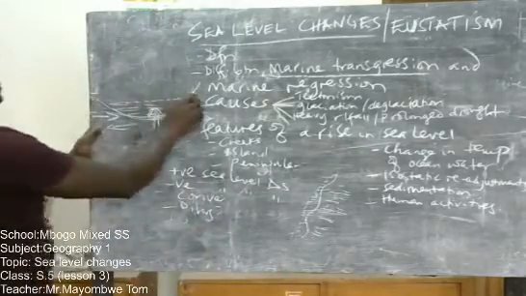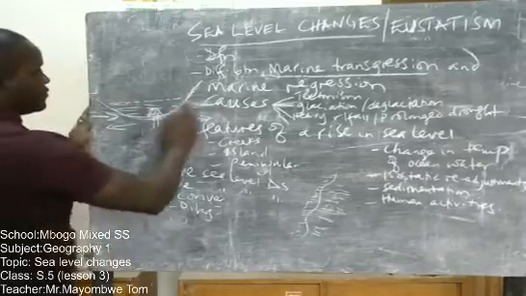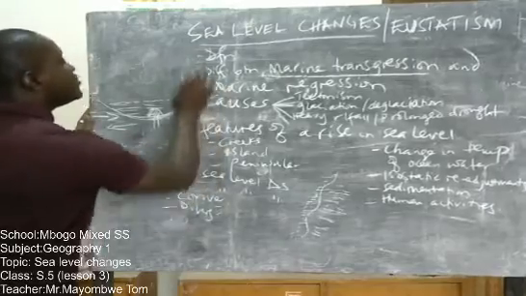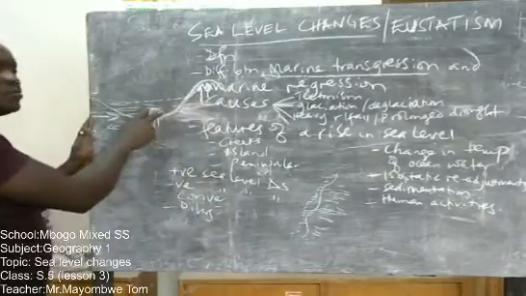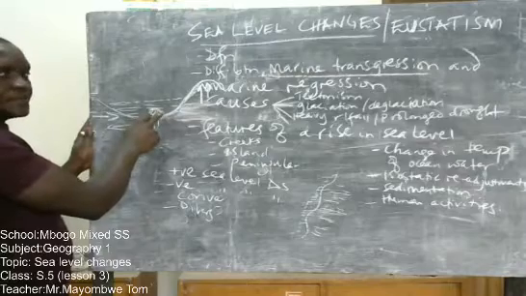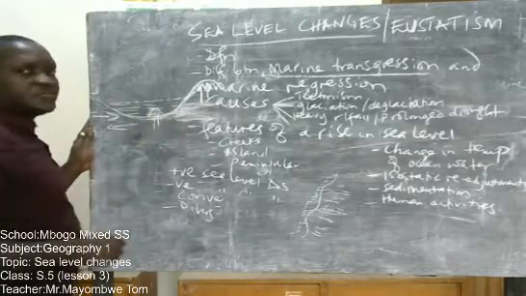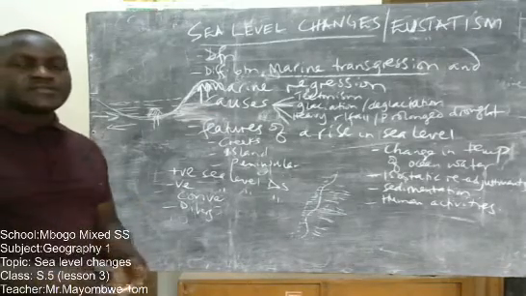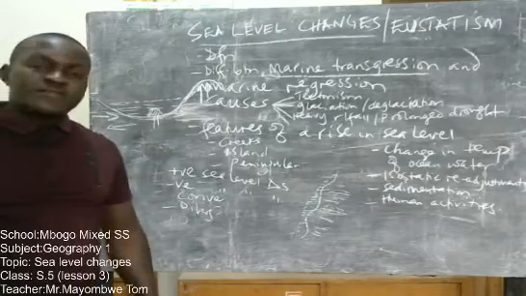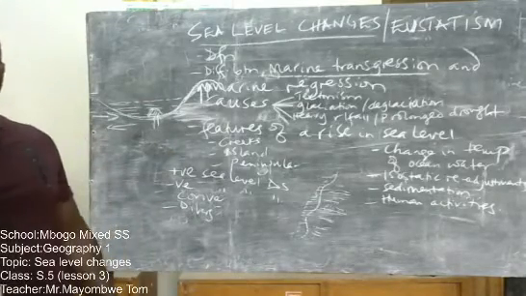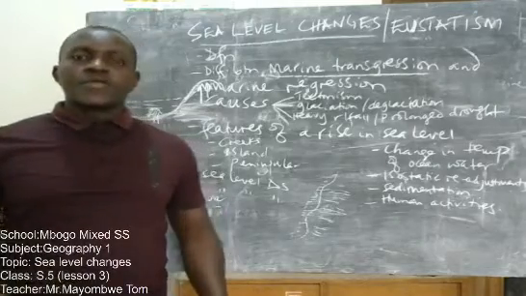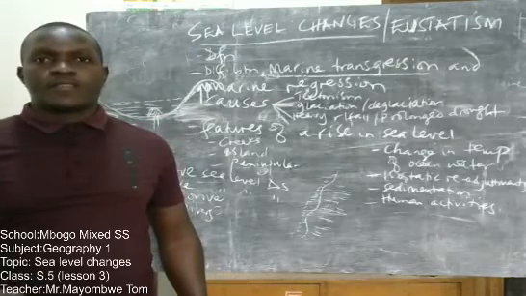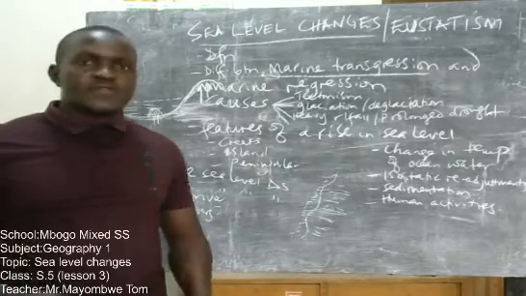When there is uplifting of the land near the ocean or near the sea, it makes the seabed expand. And when the seabed expands, then there is a fall in the sea level. An uplift of the land near the ocean makes the seabed expand, leading to a fall in the sea level.